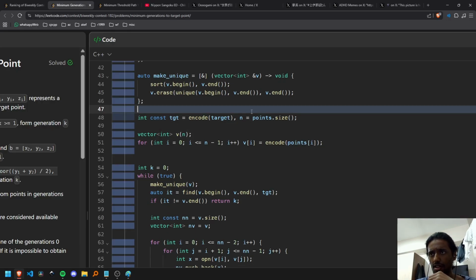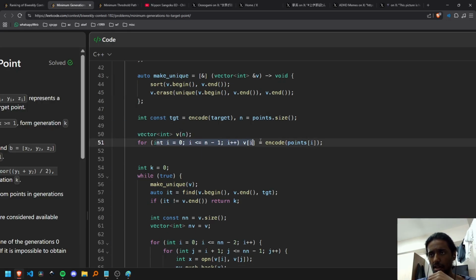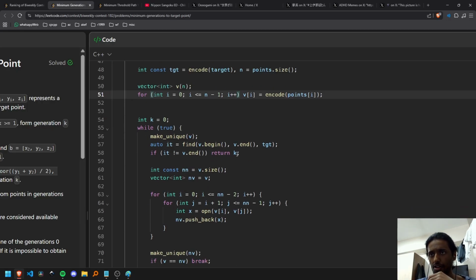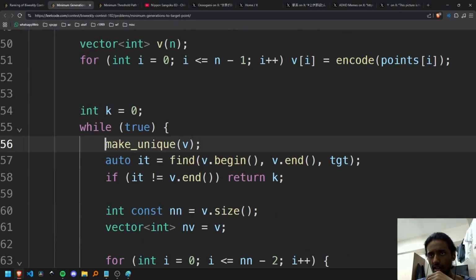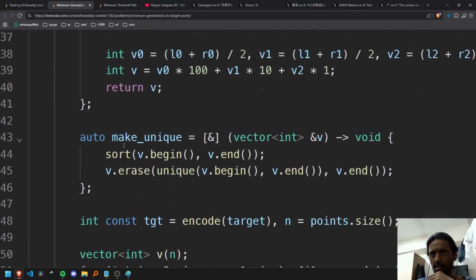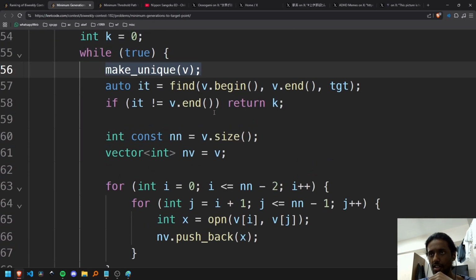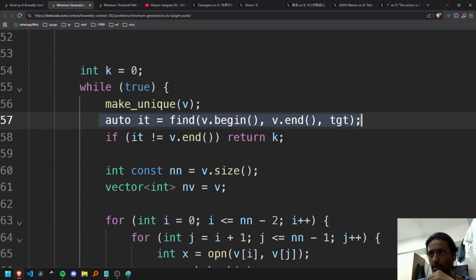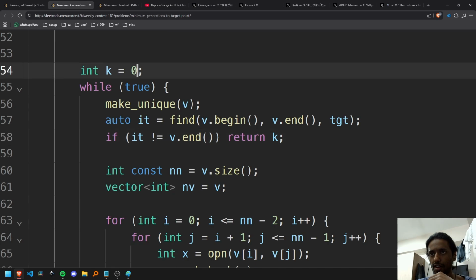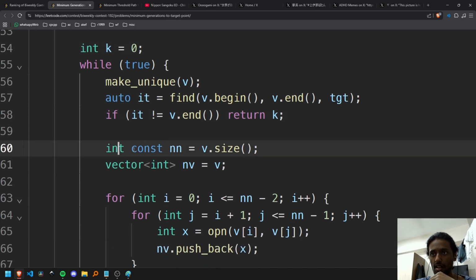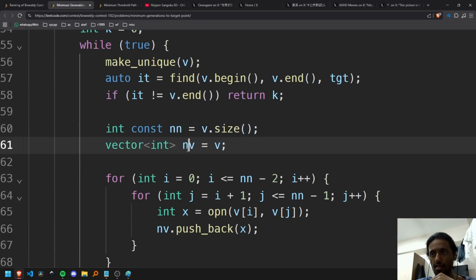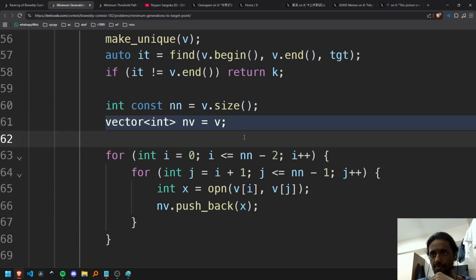So I first encode the target, and I make another vector for my points, which is the encoded points. I make them unique. You can use a set here as well, but I wanted to make sure my runtime isn't that high. First of all, if the target exists, then the number of iterations till now is fine, right? So we return k. Else, for every element in the original size, we push them into this new vector.